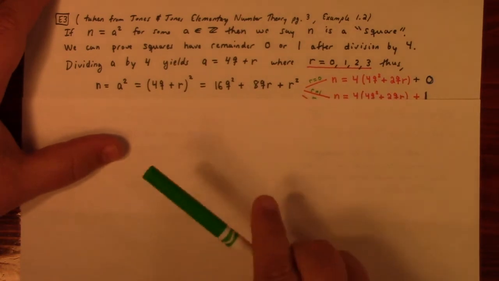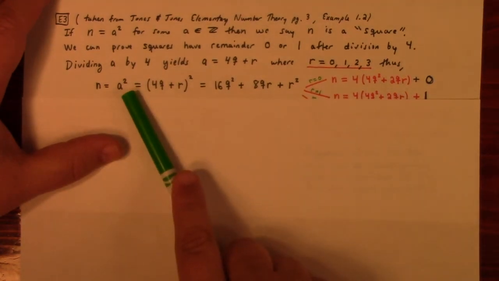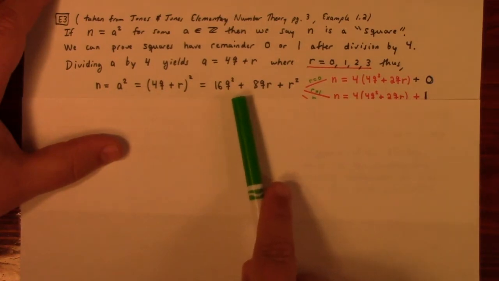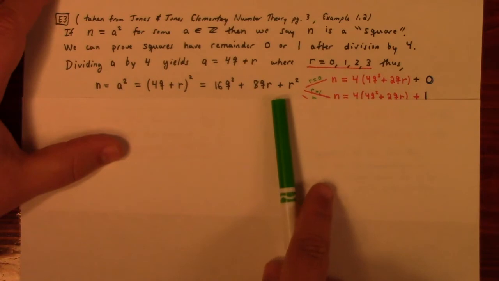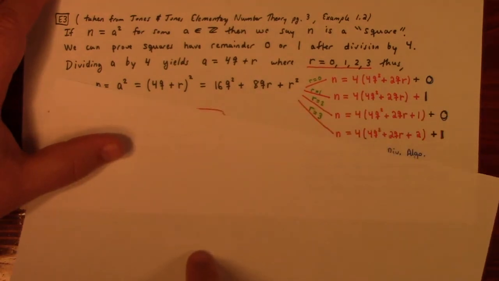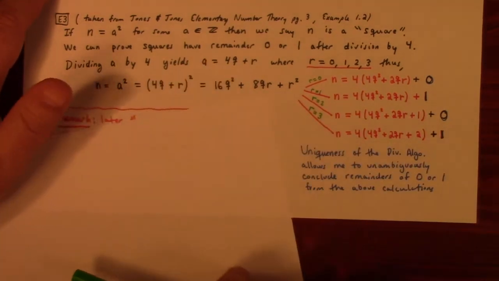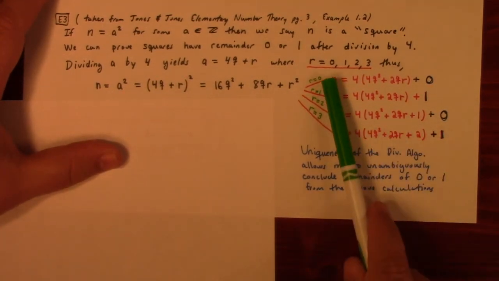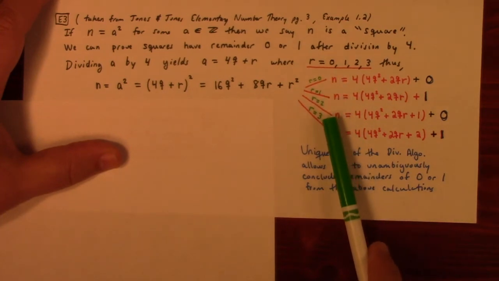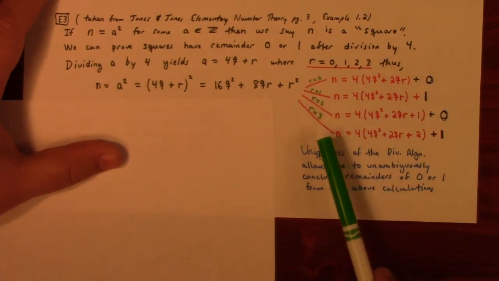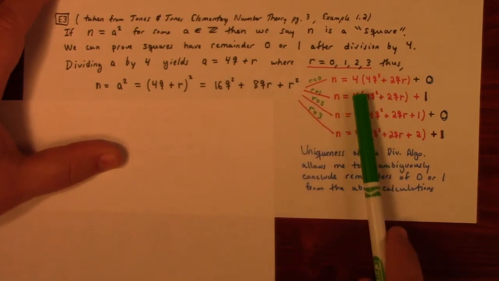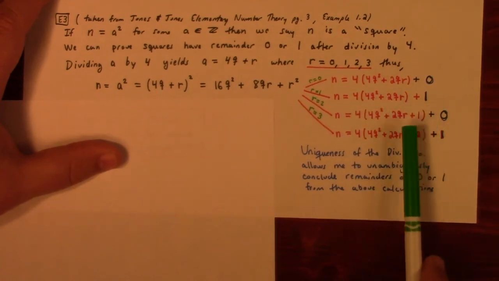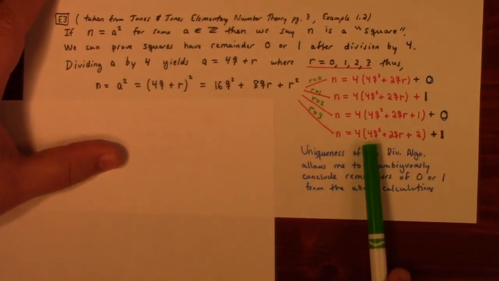And so we can look at n equals a squared, right? If n is a square, it has to have the form 16q squared plus 8qr plus r squared. And then we can just explicitly look at the different cases, right? What we see is r equals 0, r equals 1, r equals 2, r equals 3. Plug it in to this expression over here and do a little bit of algebra. You either get 4 times a number plus 0, 4 times a number plus 1, 4 times a number plus 0, or 4 times a number plus 1.